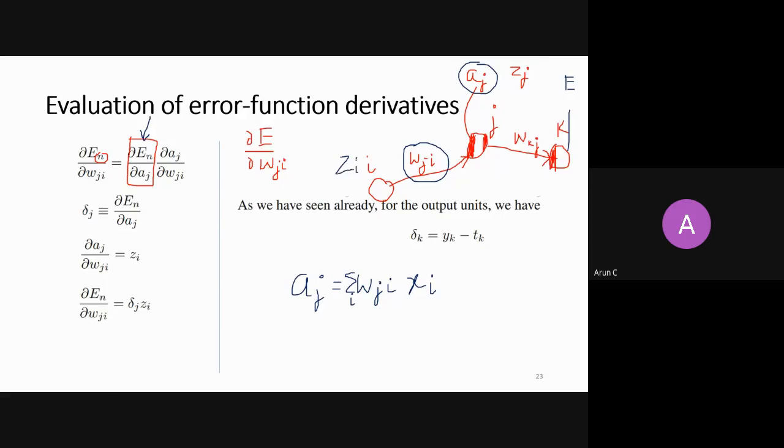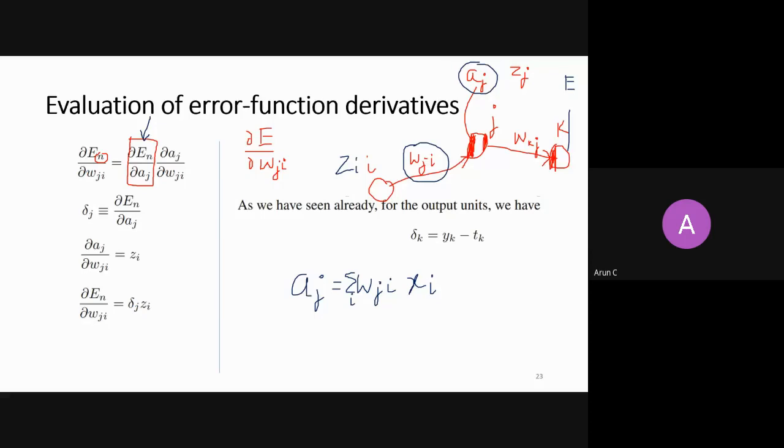Can anybody tell me why I'm saying in general it is zi, not xi? Anybody in the class? Why is it zi rather than xi? Quickly.